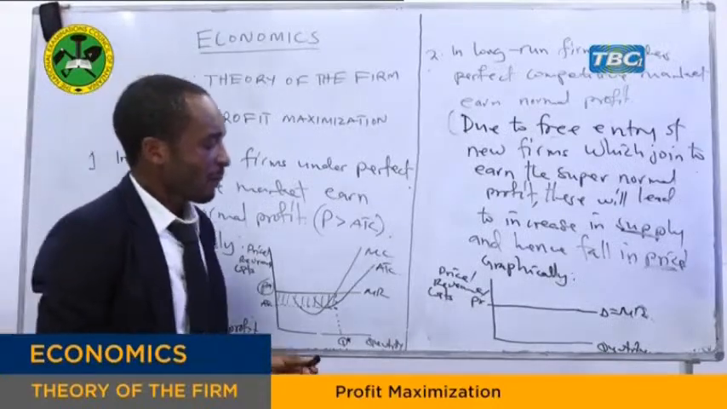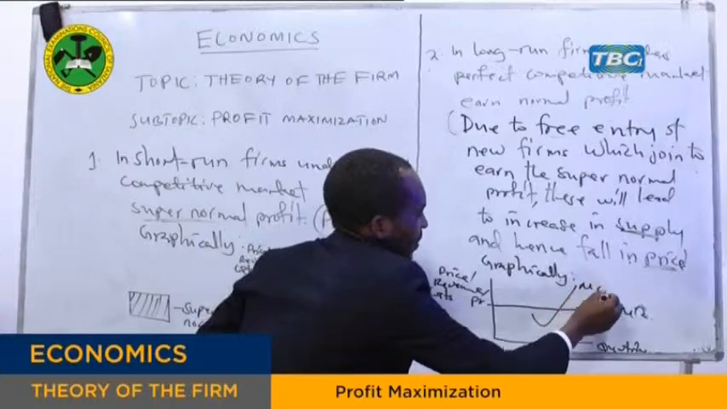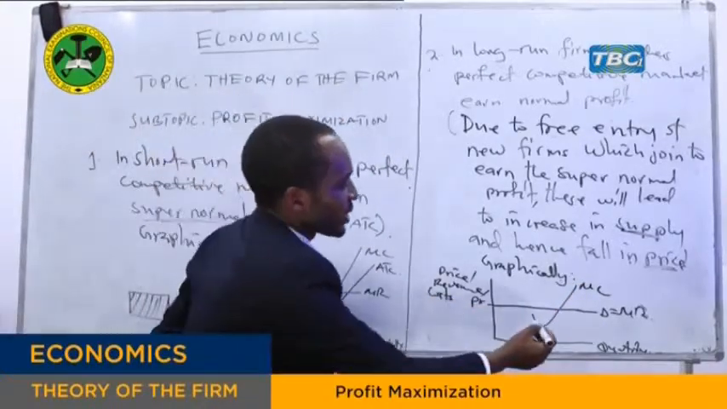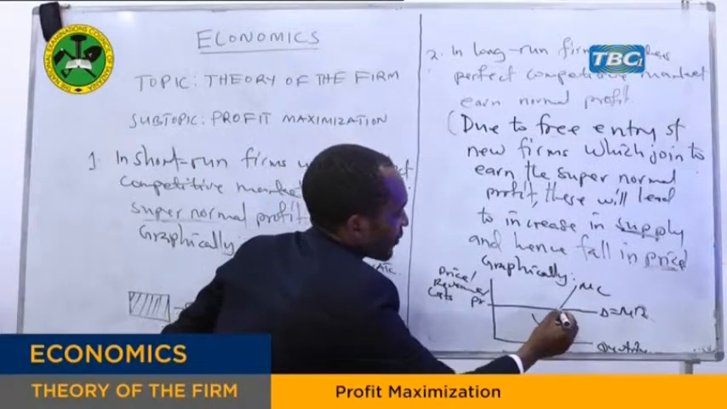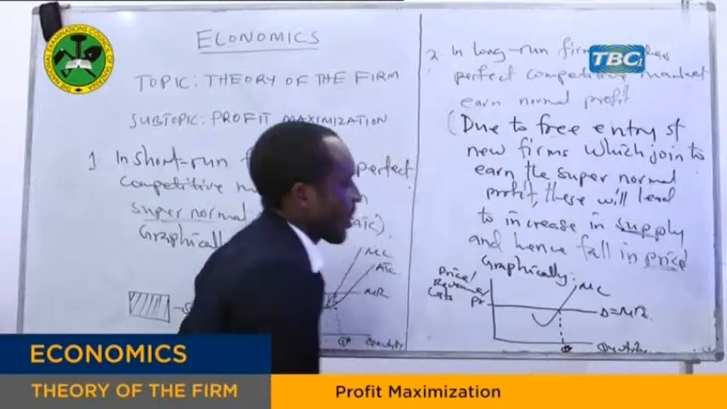Now, the marginal cost is like this one, and we said the maximizing level of output is when the marginal cost equals marginal revenue. So this point is the maximizing level of output.